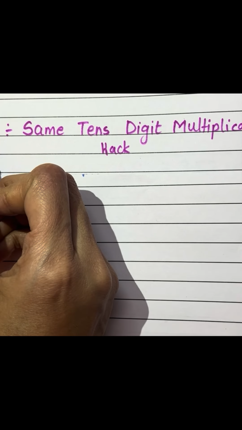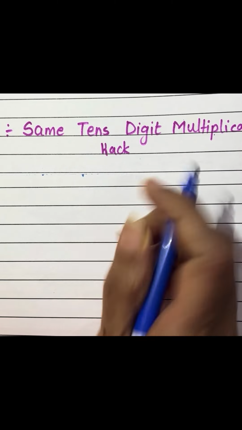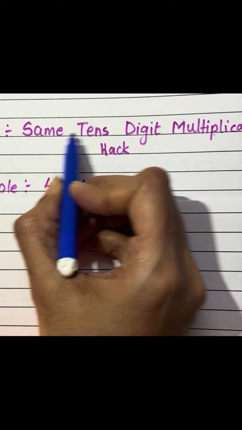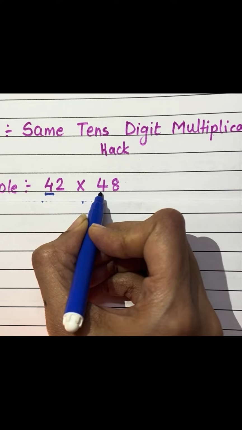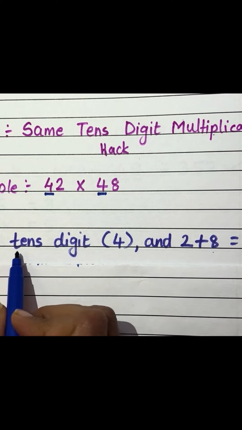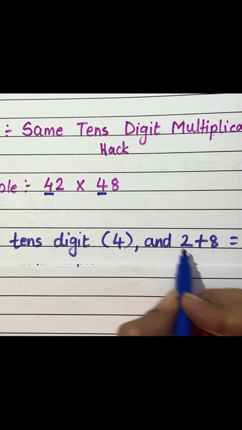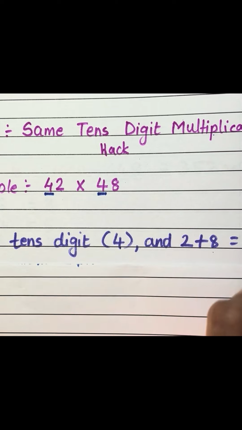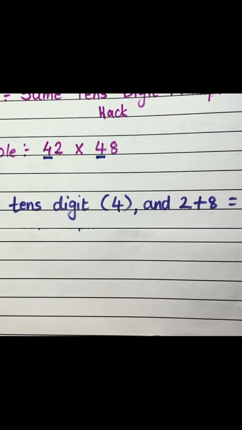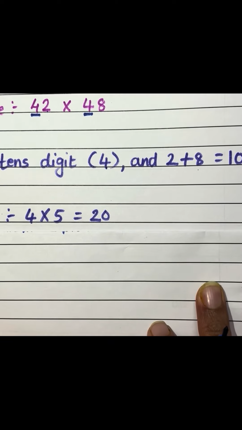Let's have a look at the last hack, that is same tens digit multiplication hack. So here is one example, 42 multiplied by 48. Same tens digit means in the tens place both digits are the same. There is one rule for that: the tens digit is the same, which is 4 here, and the ones place digits, which are 2 and 8, should add up to 10. These two criteria should be fulfilled, then only we are going to use this hack.